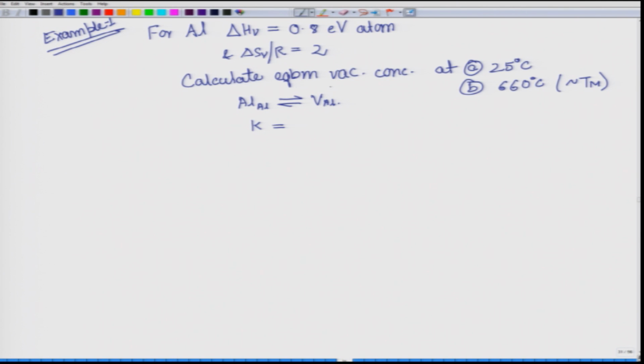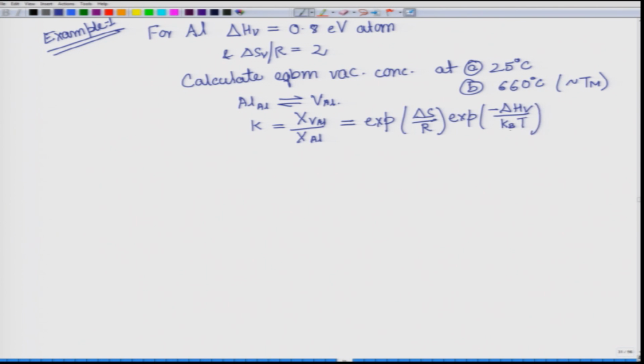in this defect reaction, the equilibrium constant would be given by x VAL by x AL, and this will be equal to exp of delta S by R. We are assuming that delta S was in per mole, and therefore delta S by R is given. It does not matter what the final unit of delta S is, because delta S by R is equal to delta S by k if delta S was given in per atom, times exp minus delta HV by kBT.